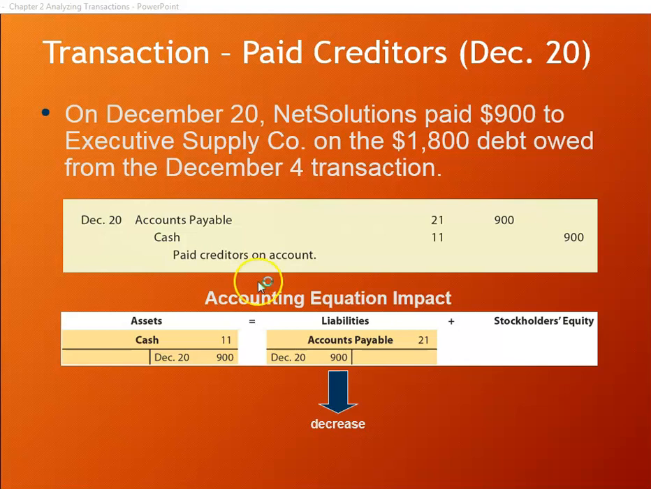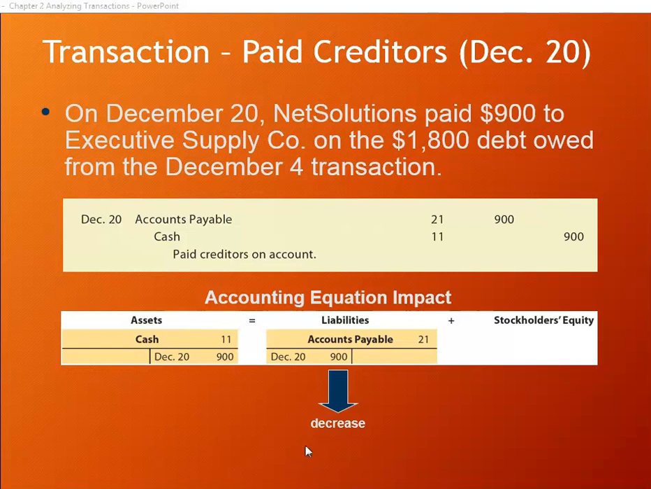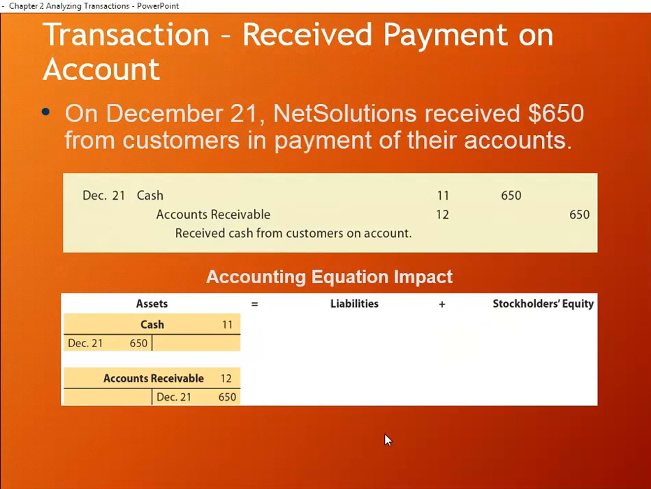Okay, so when this happens, our cash asset has gone down by $900. But there's no impact on stockholders' equity because liabilities have also gone down by the same $900. Again, if you want to review that transaction, it's back on slide 33.